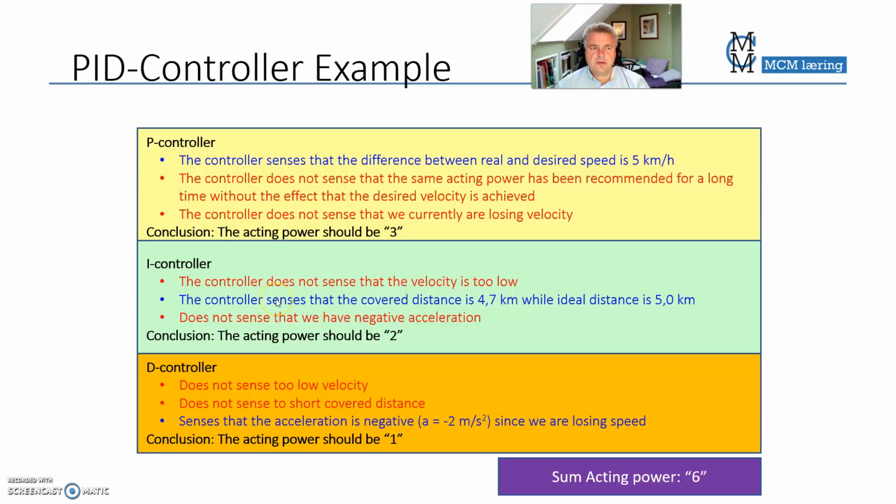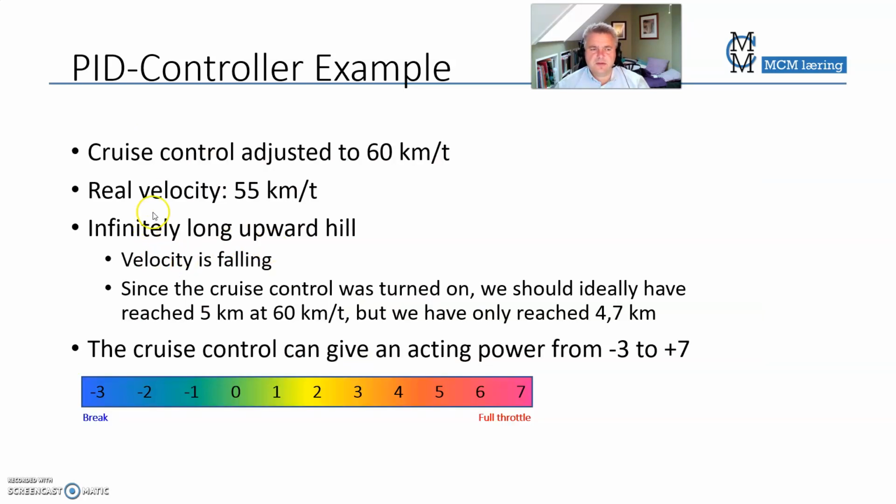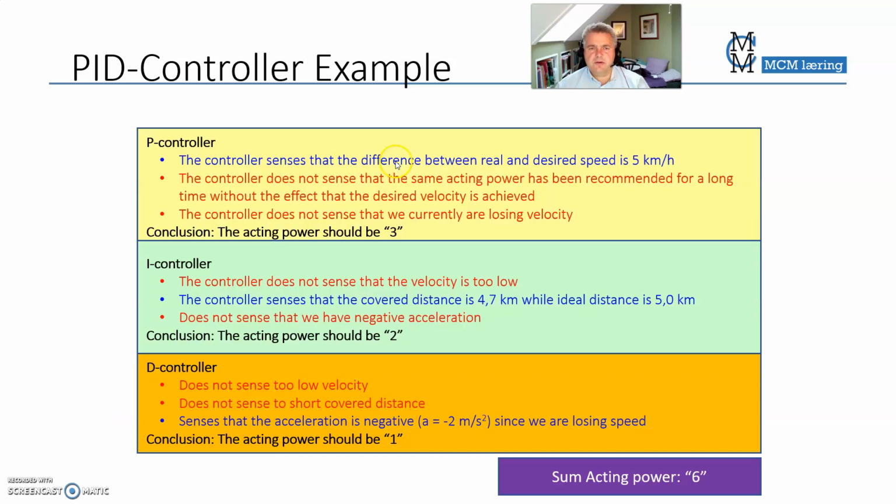So let's see. The P controller senses that there is a difference between real and desired speed, which is 5 kilometers per hour, because the job of the cruise controller is to decide what speed, what velocity we should have. And the P controller detects this, that the real velocity is 55, the set value is 60, so there's a deviation here of 5 kilometers per hour. The P controller doesn't sense that the same acting power has been used for a long time without having reached the desired value, so that would be the steady state error.